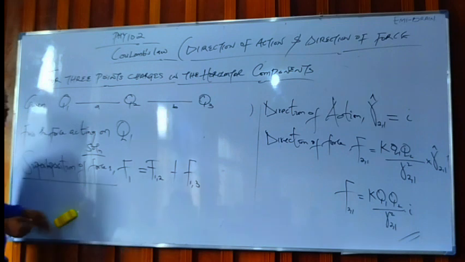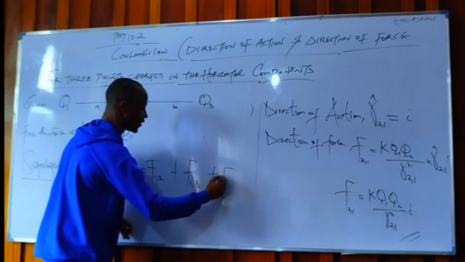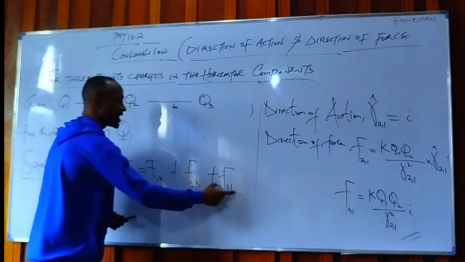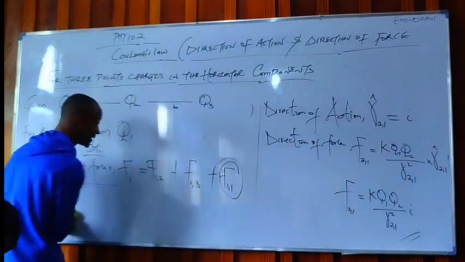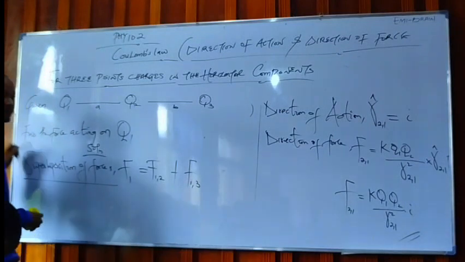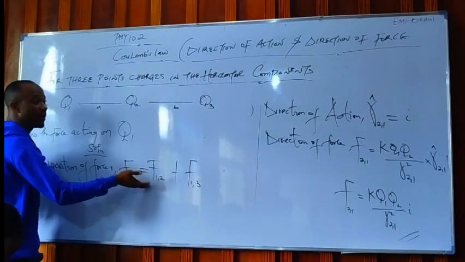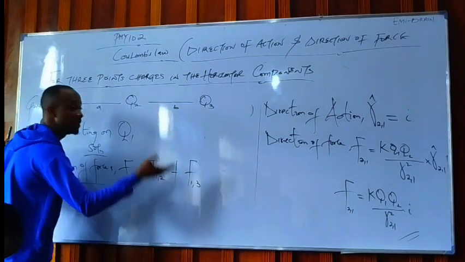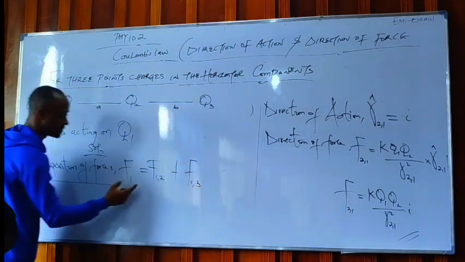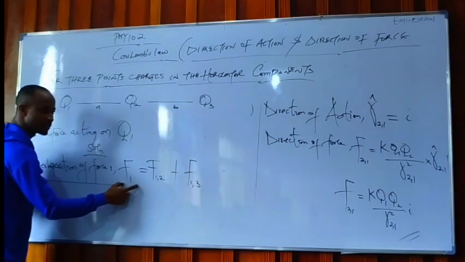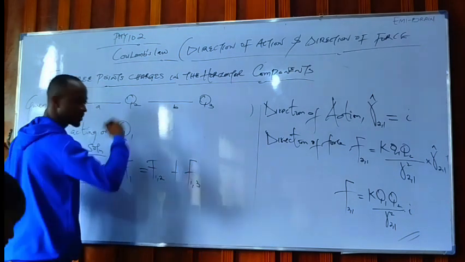Are you following me? So our F1 becomes F12 plus F13. Although we can also say F11, the force acting on itself, which is 0. So we don't put this in the expression. I can say F1 equals F11, F12, F13, but any force acting on itself is 0. So the formula says that the force acting on the first charge, F1, equals F12 plus F13.